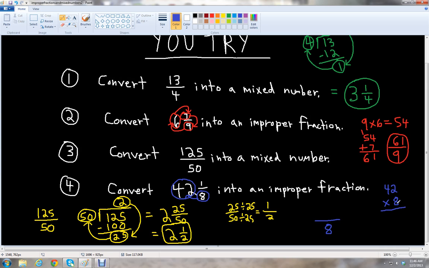So we have 2 times 8 is 16, carry the 1. 4 times 8 is 32, plus 1 is 33. So we have 336. And then remember, we take that number and we add it to the numerator. So 336 plus 1, 6 and 1, 7, so 337 all over 8. So that's our improper fraction, 337 all over 8.